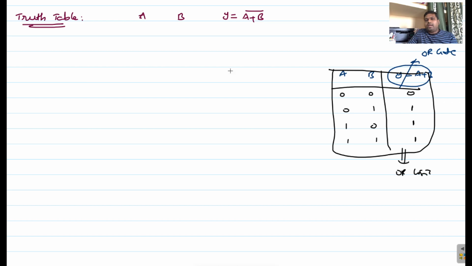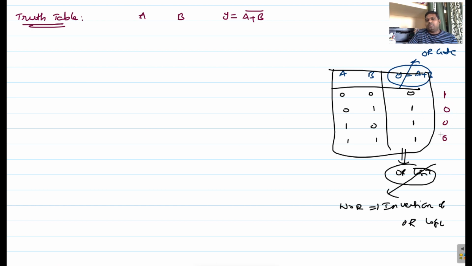So here NOR is nothing but the inversion of this OR logic. NOR means inversion of the OR logic, that is, inversion of this OR output. So what do you expect? In the case of 0 we will get 1. In the case of these ones we will get zeros. This is completely NOR logic.